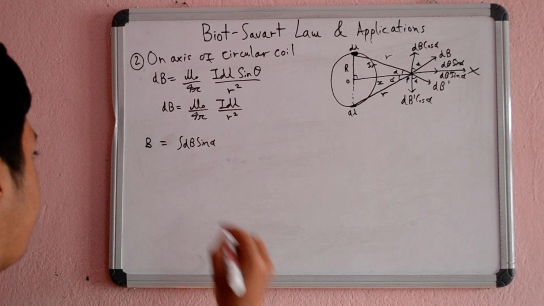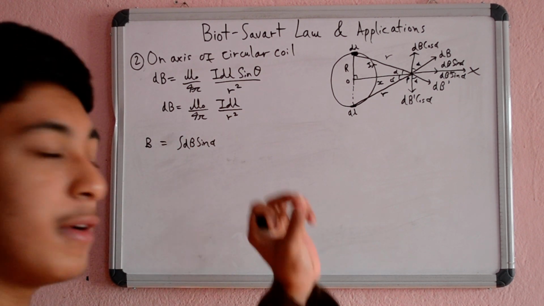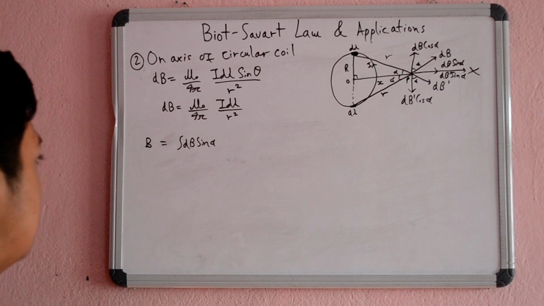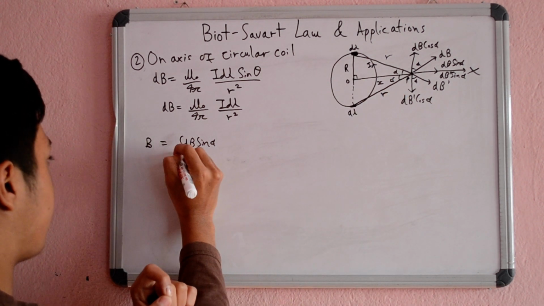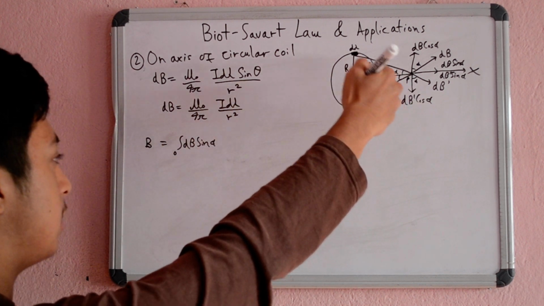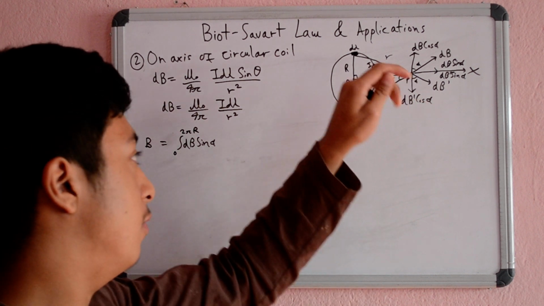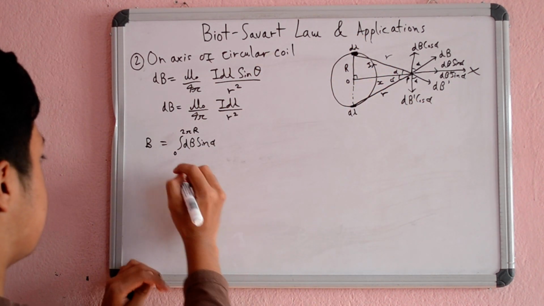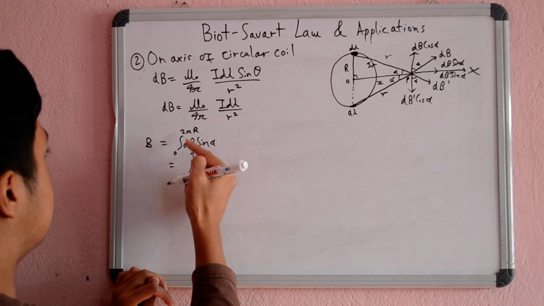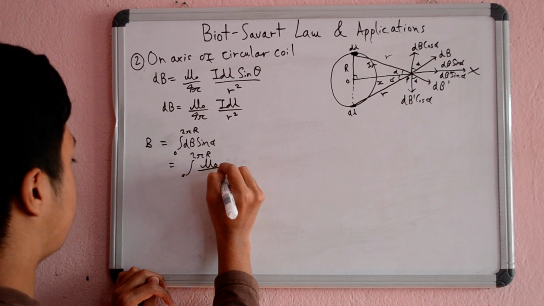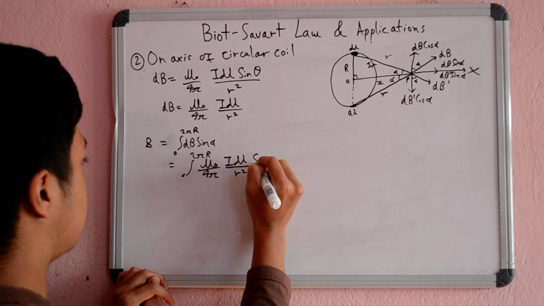Let's first find the definite integral limits, where it starts and where it goes. For this we need to look at the current. First it starts at 0 and then it covers the whole circle, which is 2 pi r, the circumference of this circle. So this will be 0 to 2 pi r of dB, which is mu naught by 4 pi I dl by r square sine alpha.